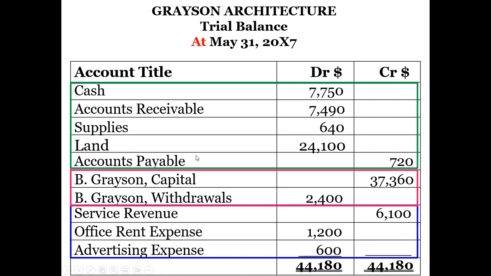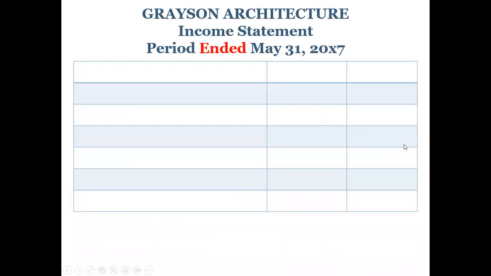All right, guys? So let us see if we can put together our statements. Pay attention to the headings on these statements. So our income statement first. It's Grayson Architecture income statement. Notice, guys, for period ended, because we are looking back. So we start with our revenue, and the revenue in this question is service revenue of 6.1.